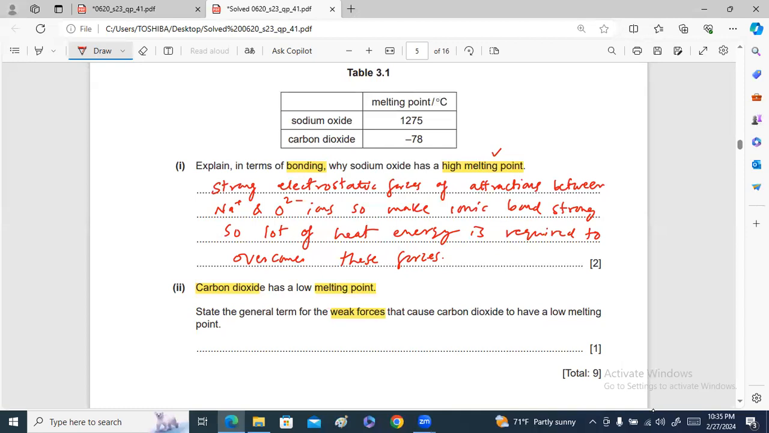Carbon dioxide is a covalent compound. So the melting point of this carbon dioxide can be explained in terms of weak forces. So here we have to write down just the name of the weak forces. So intermolecular forces.